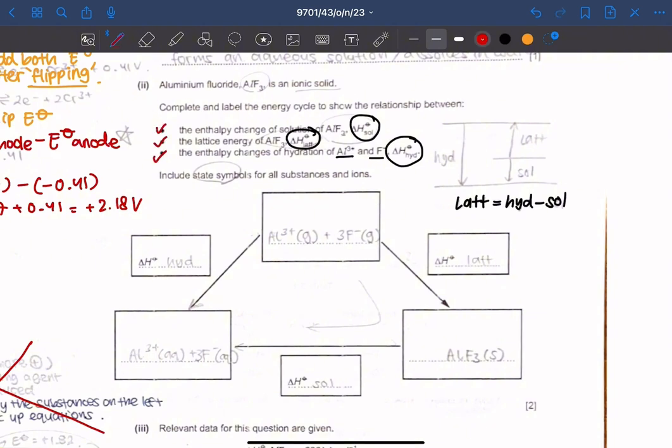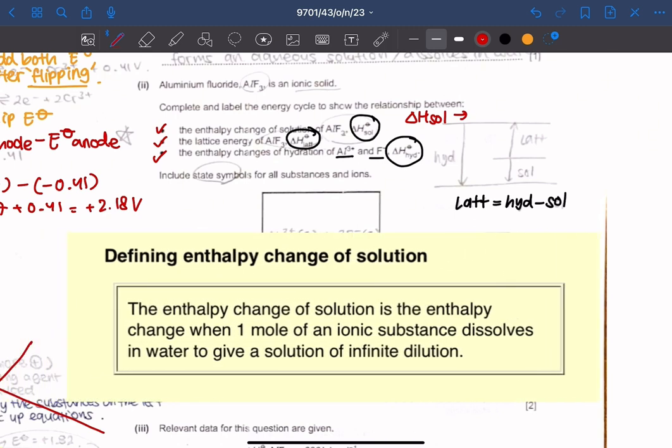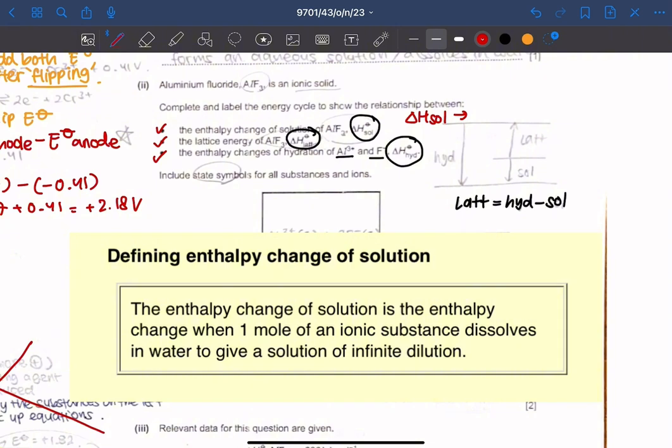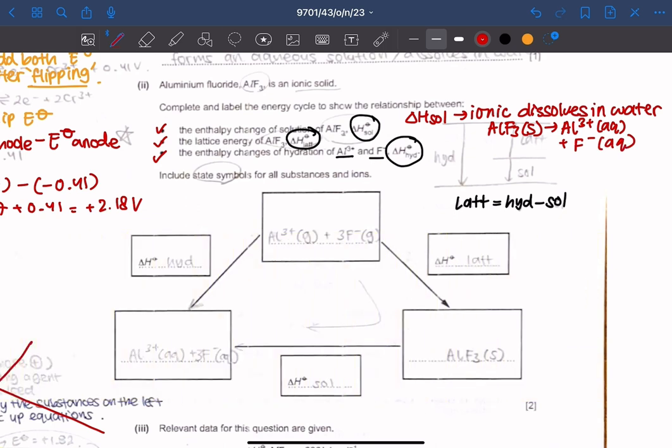So first we should define each of these points. Enthalpy change of solution is the enthalpy change when 1 mole of an ionic substance dissolves in water to give a solution of infinite dilution. So it is when an ionic substance dissolves in water. In here, for solution, it is AlF3 solid forming aqueous ions of Al3+ and F- aqueous.